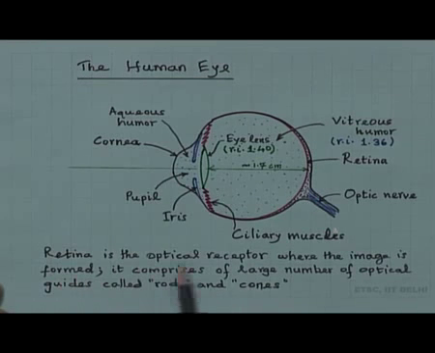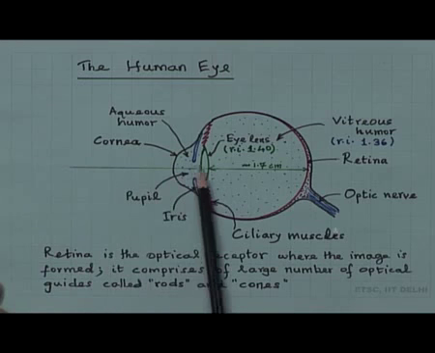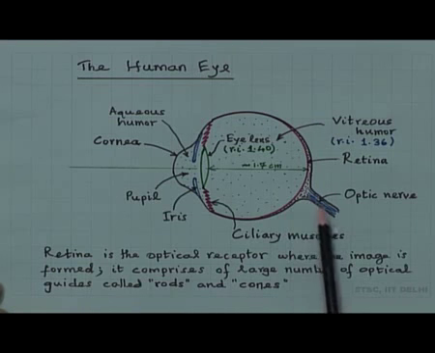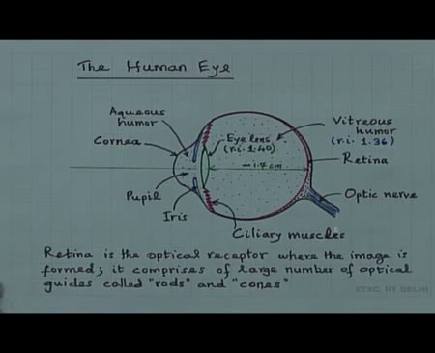Now, the retina is the optical receptor, as I already pointed out, where the image is formed. The object is in front of the eye, here is the lens, and the image is formed on the retina. It comprises a large number, millions, of optical guides called rods and cones, which are connected to the optic nerve, which carries the signal to the brain, and the brain perceives the type of the object based on the signal.